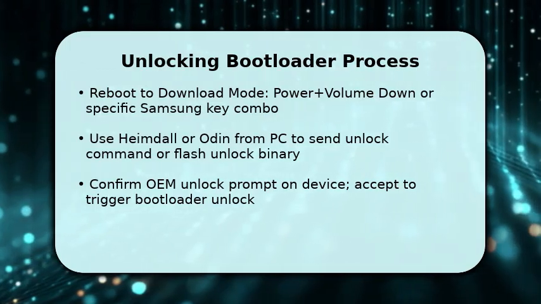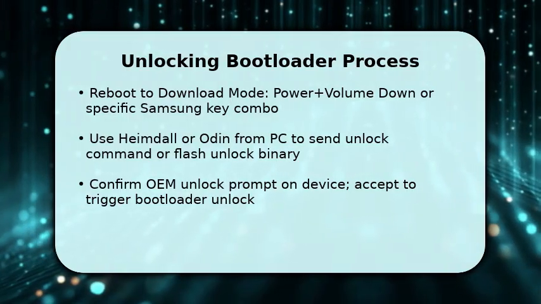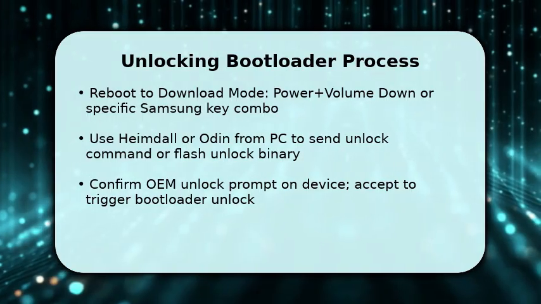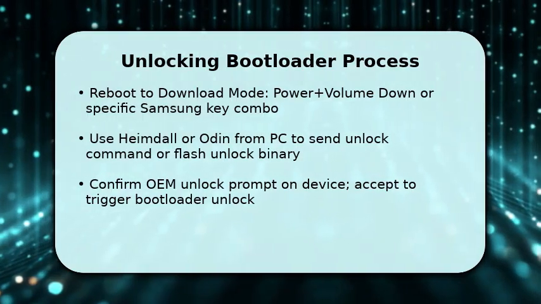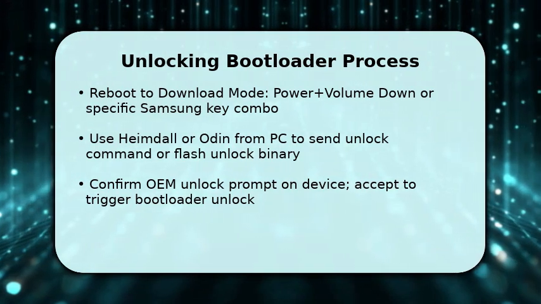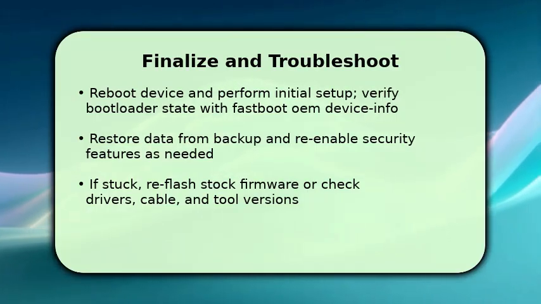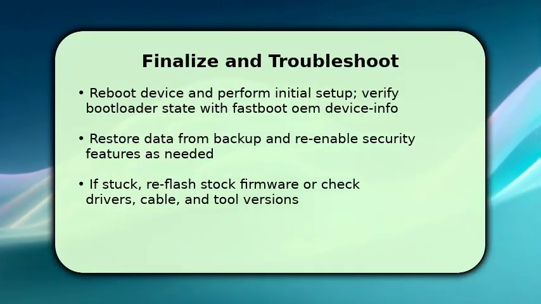Watch the phone screen. A confirmation prompt often appears asking you to allow OEM unlocking. Accept it. After flashing completes, the bootloader will initiate an unlock sequence and wipe user data. Now reboot the phone and go through setup. Once booted, verify the bootloader state using fastboot or the phone's info menu to confirm OEM is unlocked.